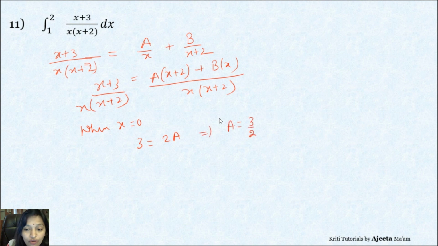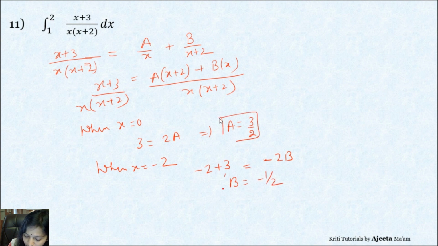Now what will be the value of b? Let's put the other 0, minus 2. So minus 2 plus 3, that is 1. And there we get minus 2b. So what is b? Minus 1 by 2. So a and b we are getting. Let's put it in our question. Now 1 to 2. Okay.